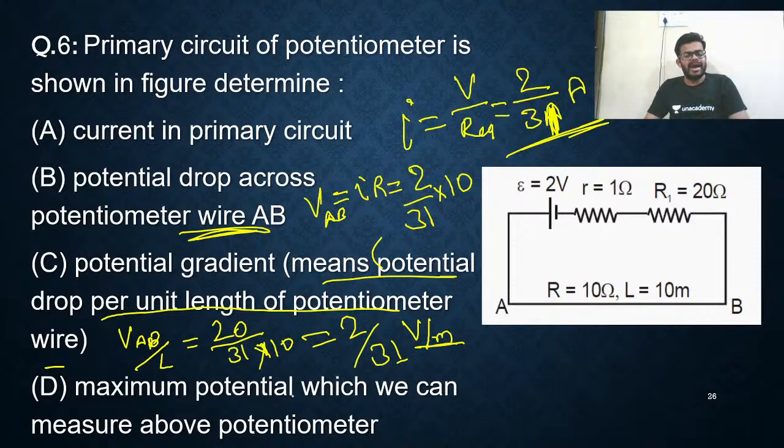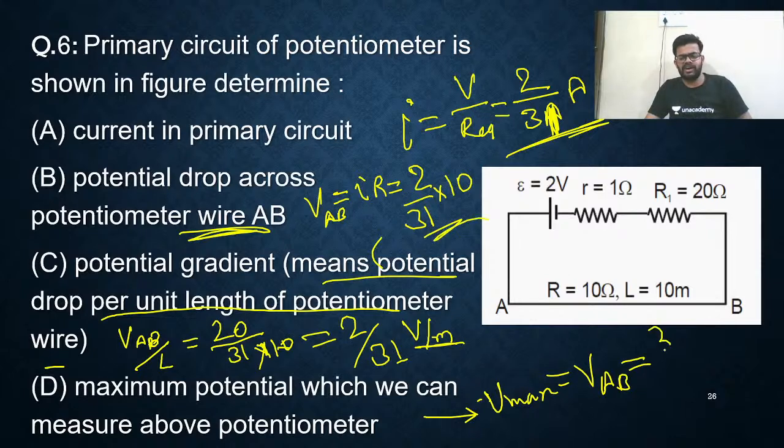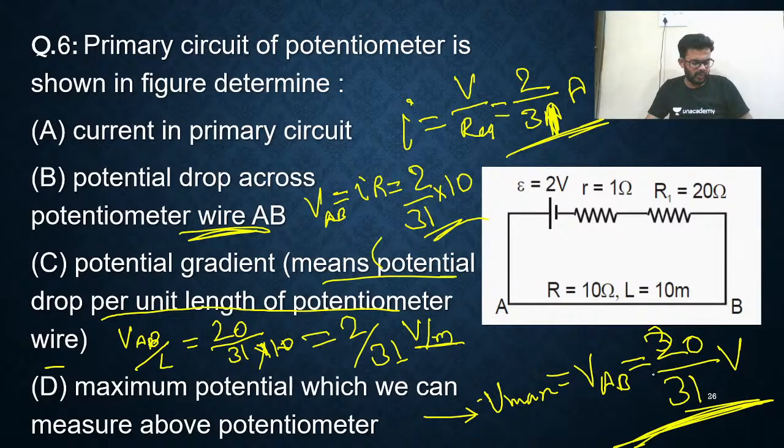Okay. Maximum potential which can be measured on the potentiometer. We know one thing: the maximum potential which can be measured is equal to the potential drop across wire AB. So you will say Vmax that can be measured is VAB and its value is 20 by 31 volt. That's all. This is the answer. We have done with this. I hope you got this, my dear friends. So let's move ahead.